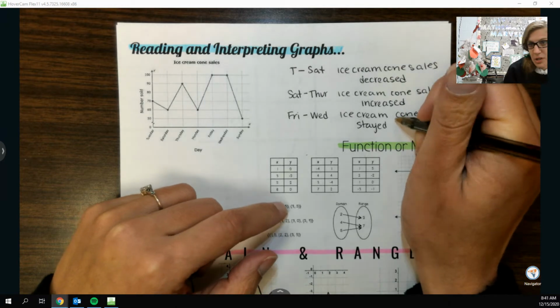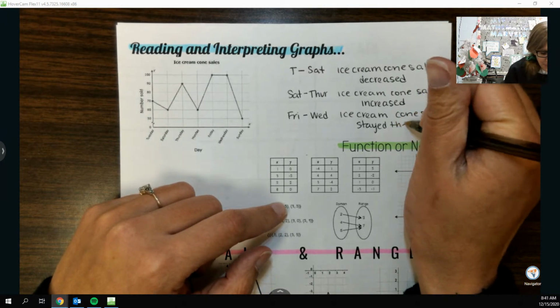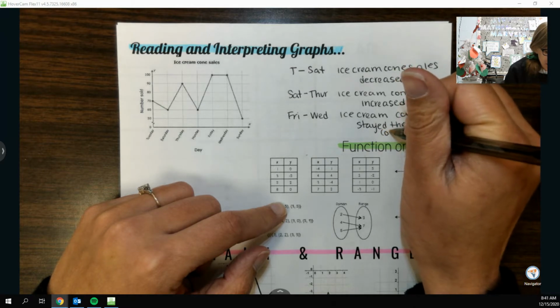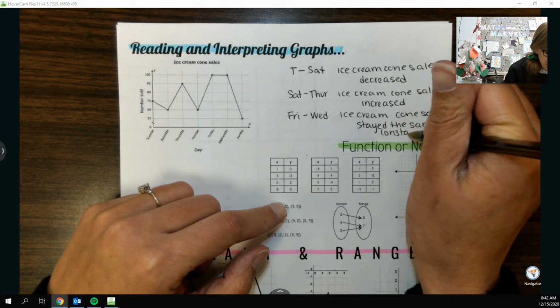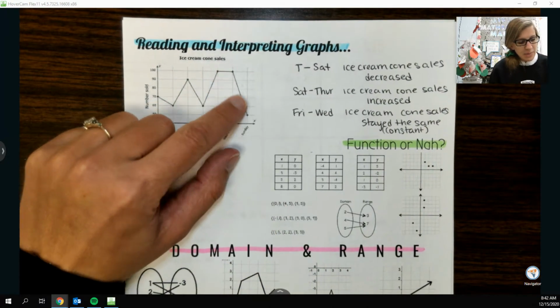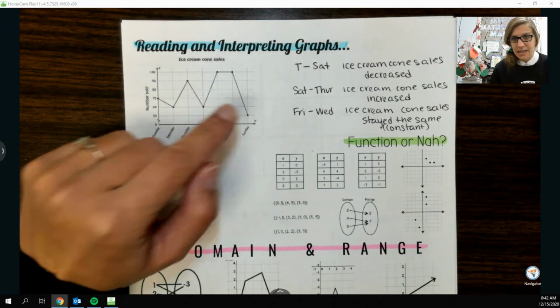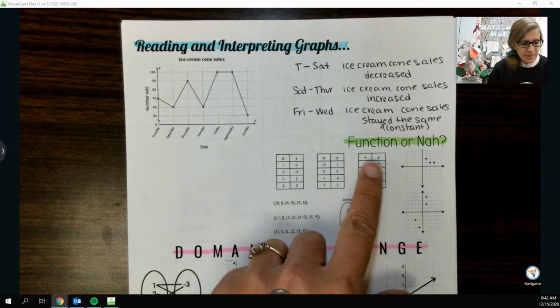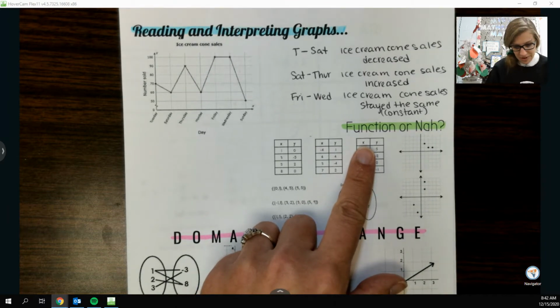Or another word for stayed the same could be remained constant. Okay, and then we have a big old decrease again here. Okay, so just some ways that we can read and interpret a graph. That was kind of the first thing we did. Second thing we talked about is it a function or not?